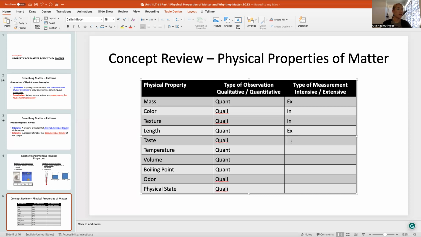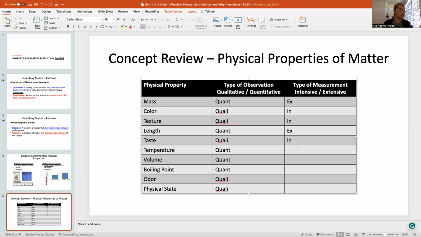Taste and odor, let's talk about those really quick. Those are intensive. We're not talking about the magnitude of the taste or the magnitude of the odor. The example I like to give is if we have a bouquet of roses and we smell that rosy smell, and then we get rid of some of the flowers, right? So our bouquet is smaller, we change the mass, but it still smells like roses. Maybe not as strongly, but still roses. It's not like we took some of the roses away and then all of a sudden it smelled like lemons.